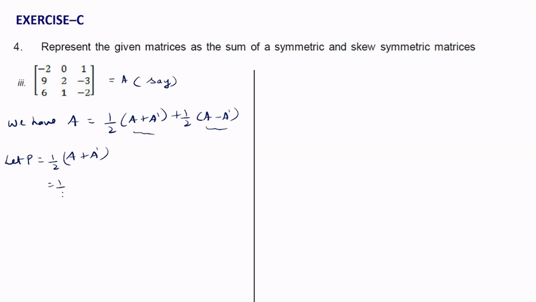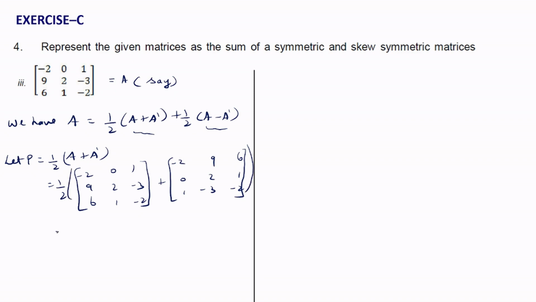So it is half of minus 2, 0, 1, 9, 2, minus 3, 6, 1, minus 2 plus transpose of this. First row becomes first column, second row second column, and third row third column. So this is half of minus 2 minus 2 minus 4, 0 plus 9 9, 1 plus 6 7, 9 plus 0 9, 2 plus 2 4, minus 3 plus 1 minus 2, 6 plus 1 7, 1 minus 3 minus 2, minus 2 minus 2 minus 4.